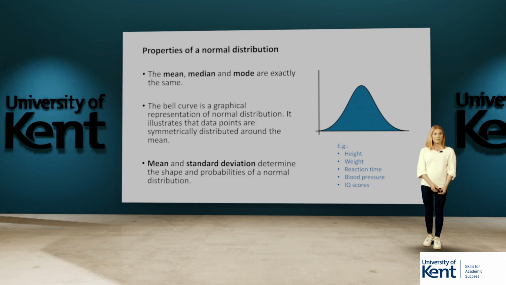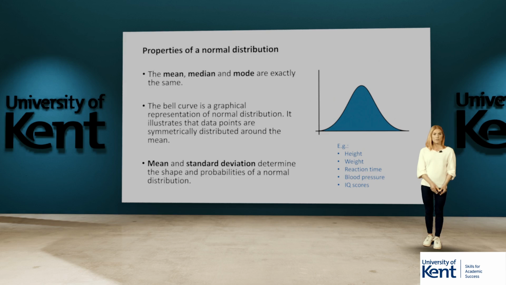The bell curve is a graphical representation of normal distribution. It illustrates that data points are symmetrically distributed around the mean. The symmetry tells us that most data points lie close to the mean, with fewer occurrences as you move away from it, forming a bell curve shape.